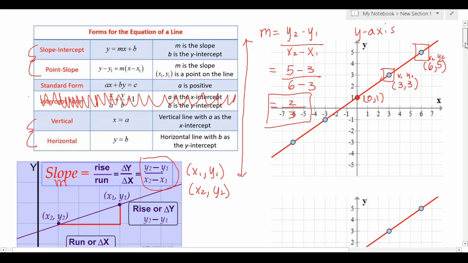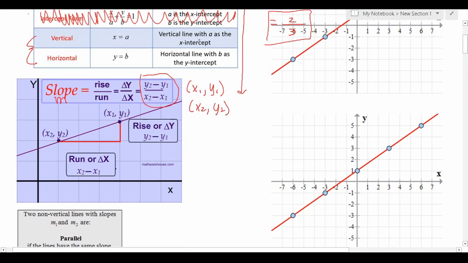Vertical lines are very easy to deal with. Again, they come in the form x equals a and y equals b. So you can have a vertical line that's this, x equals 5, and you can have a horizontal line that looks like this, y equals 3. How would we graph that?